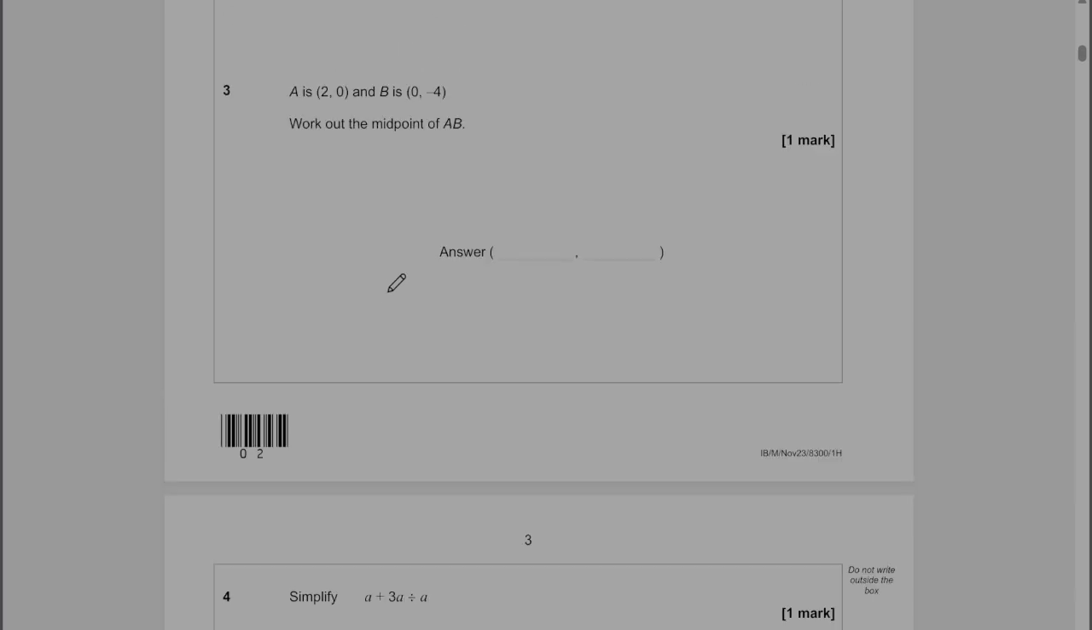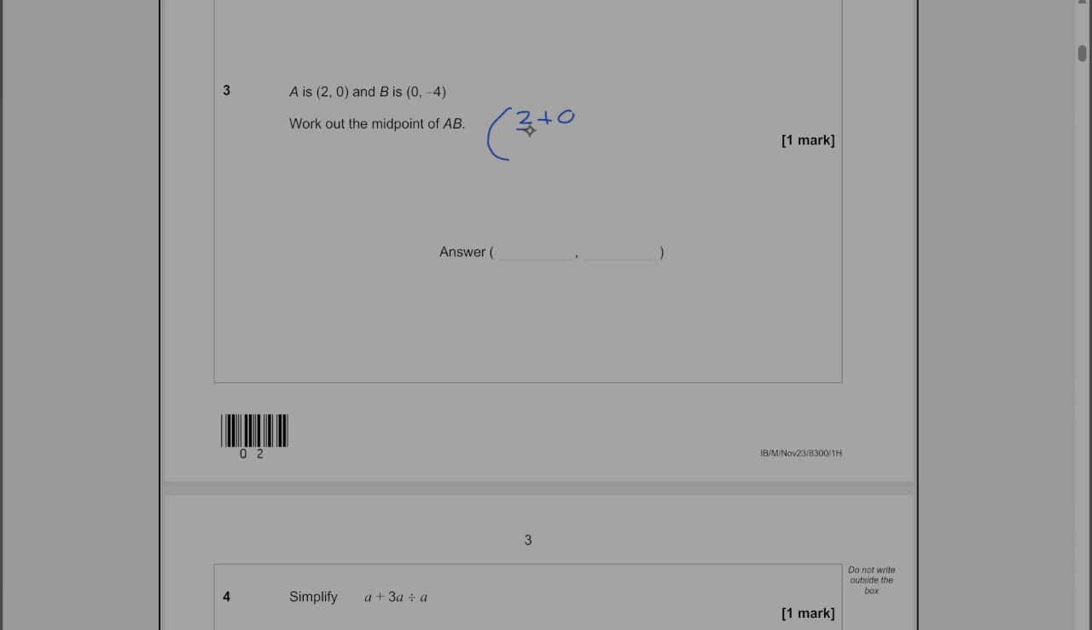Right, question 3. We're given 2 coordinates. Work out the midpoint. So the midpoint is going to be, so add the x coordinates together and divide by 2. And add the y coordinates together and divide by 2. So we're looking at 2 divided by 2 would give you 1, and then minus 4 divided by 2 would give you minus 2.